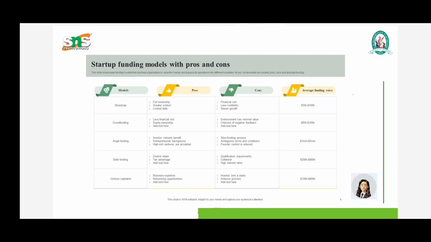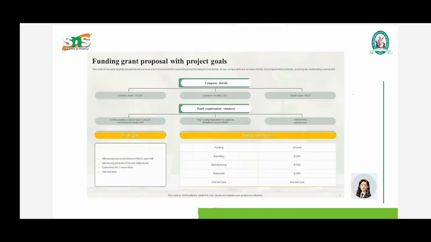Then angel funding: investors' network benefit, entrepreneurial background, high investors are accepted. Here, slow funding process, ambiguous terms and conditions, founder control is reduced. Debt funding: control retained, tax advantage. Here, qualification requirements, collateral, high interest rates. Venture capital comes with business experts, network opportunities, then investors own a stake, tedious process, etc.